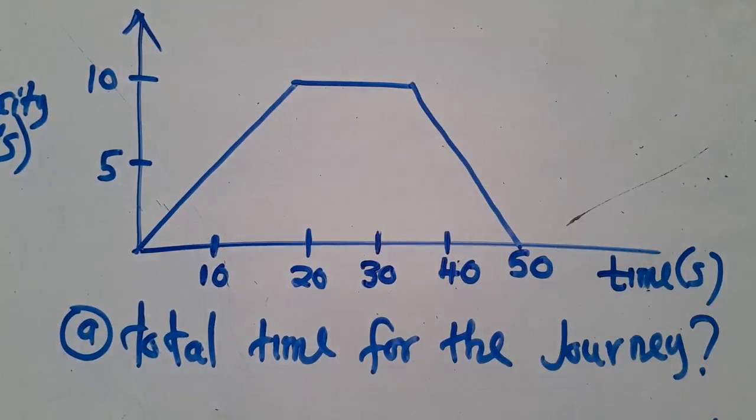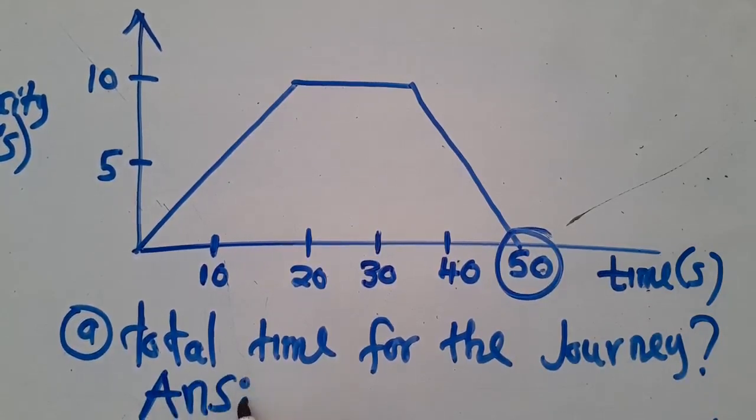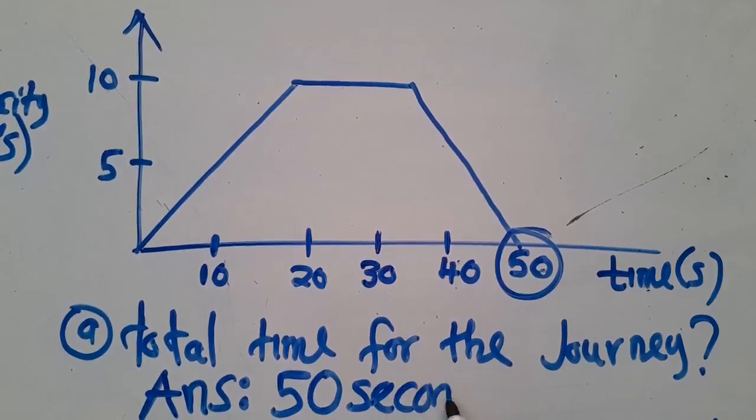The first question you are given is to find the total time for the journey. So what is the total time for the journey? The total time for the journey is just this one which is there. The answer is 50 seconds. This is the total time for the journey. That's how we need to answer that.